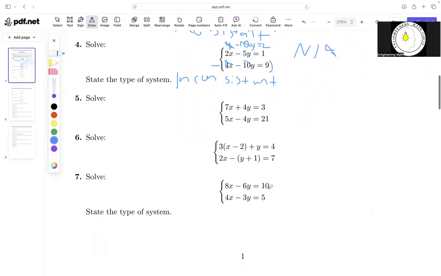Let's move on to the next problem. So for this problem, we can see we have 7x and 5y. So these are not values that we can cancel out, but we do, however, have 4y and -4y, which would cancel each other out. So we can just add these two equations. This cancels, this becomes 12x, and this becomes 24. So 12x equals 24, x equals 2.